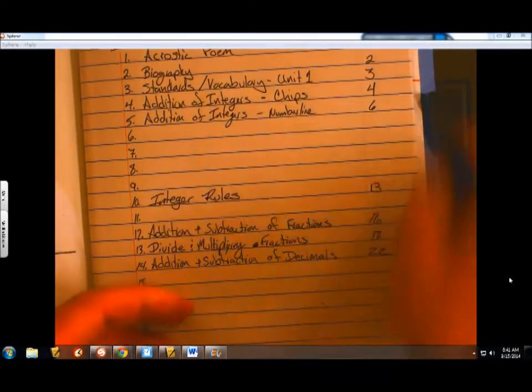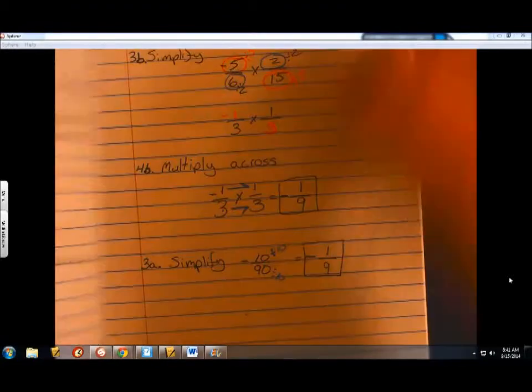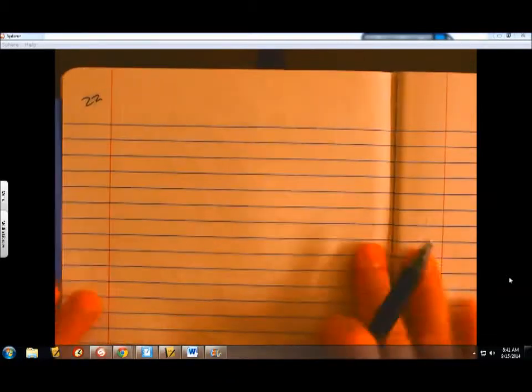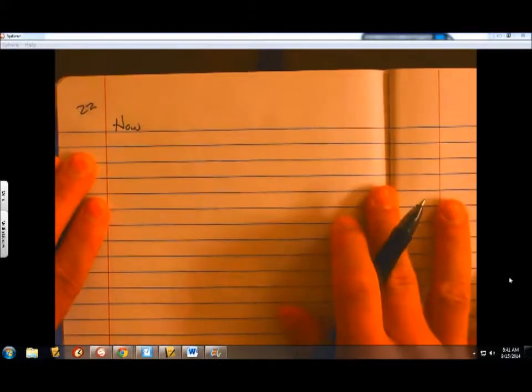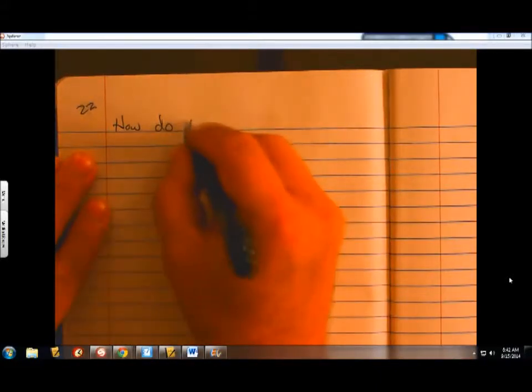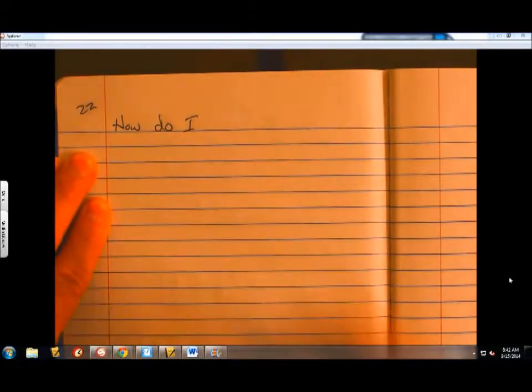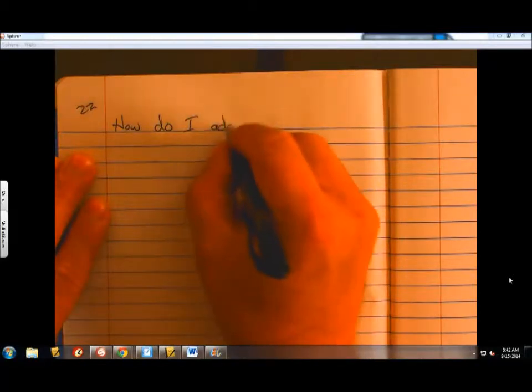What we're going to do is add and subtract decimals. So we're going to be on skill number 14. We're going to do this on page 22. Like we always do, we're going to start with an essential question. The essential question for today is, how do I add and subtract negative and positive decimals?